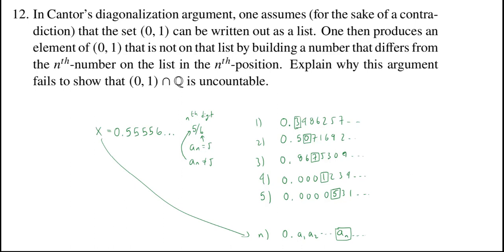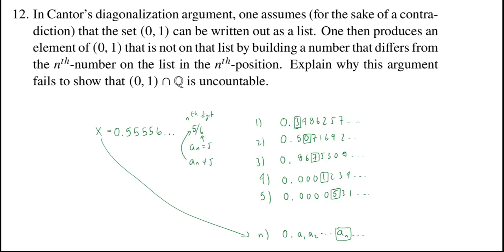Okay, so what is this question then saying? This seems all fine and good. Cantor's diagonalization argument shows the reals are not countable. Explain why this argument fails to show that if I only look at the rational numbers between 0 and 1, that set is uncountable. Well, what's going wrong here? If I take all of the rational numbers between 0 and 1, and I say, okay, let's put them all into a list, can't I make this exact same argument?